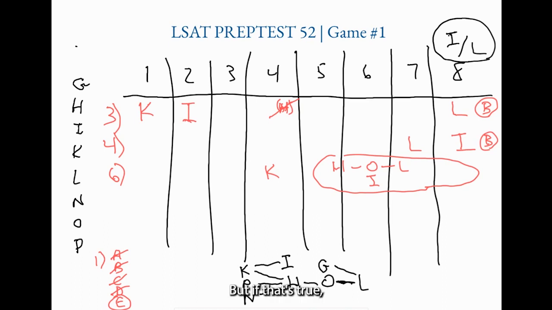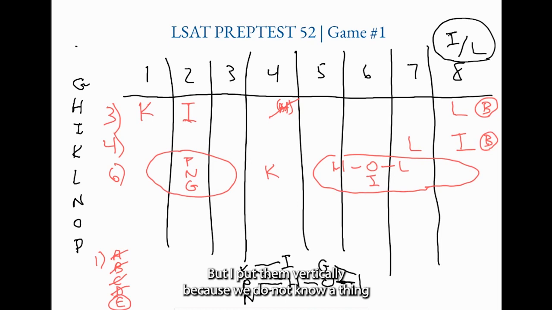But if that's true, then we also know who must be before K. The only ones who are left, P, N, and G, are going to occupy spots 1, 2, and 3, but I put them vertically because we do not know a thing about their relationship to each other. There are no lines connecting G to N or G to P or N to P. That can't help us here, but we've already got what we need for the answer by addressing who comes before and who comes after. Now this is a could question, often best done by elimination.